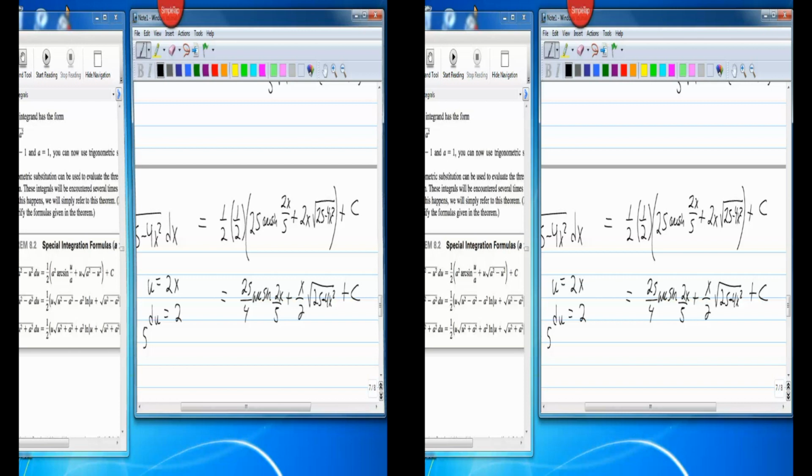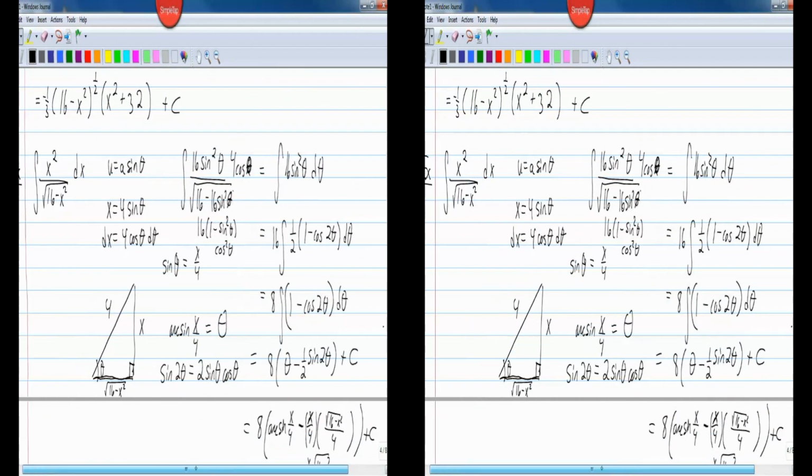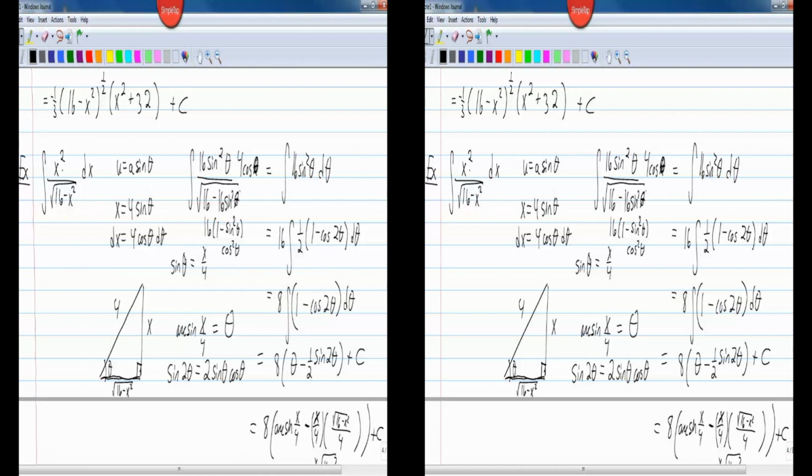If you have just the square root of a squared minus u squared, the square root of u squared minus a squared, or the square root of u squared plus a squared, you can use the formulas. How are the problems different from the ones I've been working out? You have other things here other than just that square root of a squared minus u squared. You also have this up here. So we have to use a trig substitution when that happens.